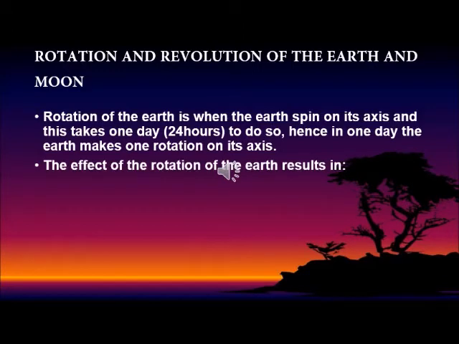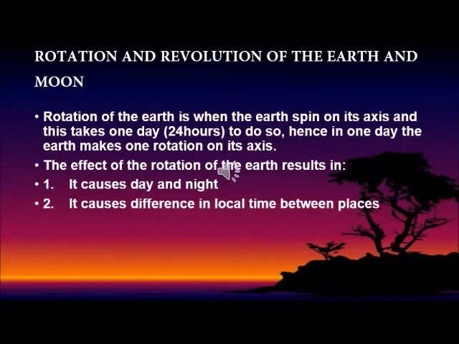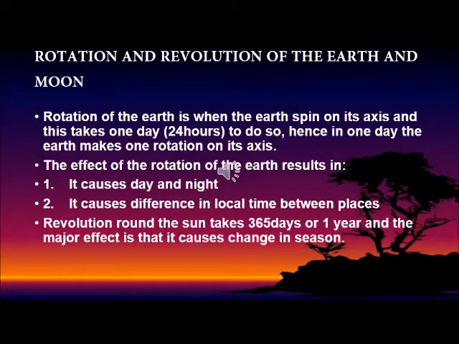The effect of the rotation of the Earth results in 1. It causes day and night. 2. It causes differences in local time between places. The revolution round the sun takes about 365 days or a year, and the major effect of this is that it causes change in season.